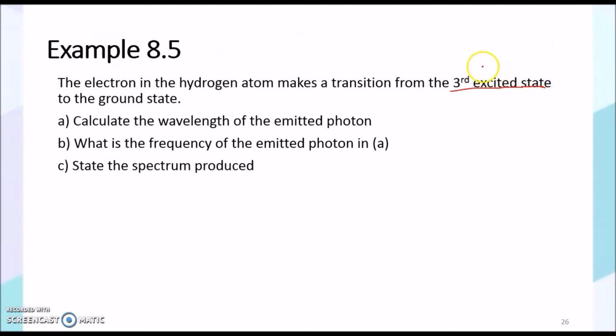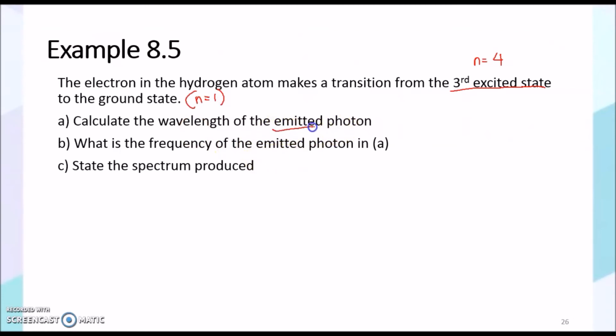So this is not n equal to 3, but it's actually n equal to 4. Okay, sebab n equal to 1 is not excited state, dia adalah ground state. So third excited state is equal to n equal to 4, to the ground state. This one is n equal to 1. Calculate the wavelength of the emitted photon.